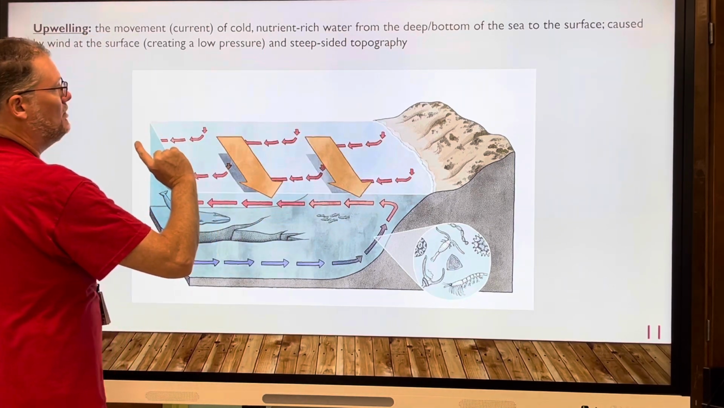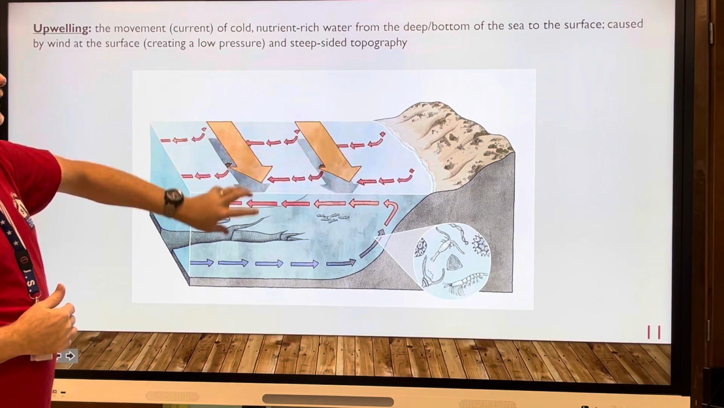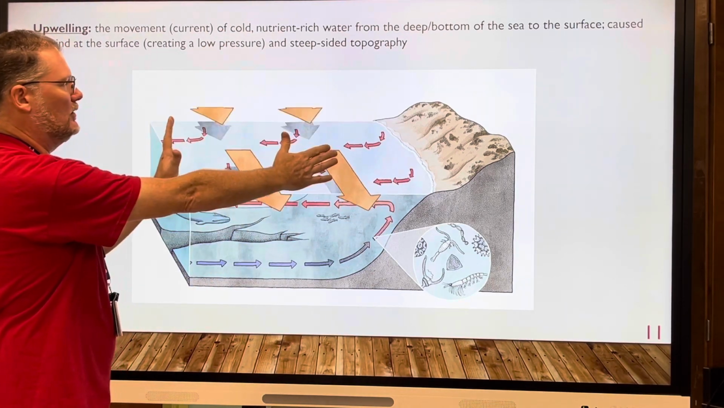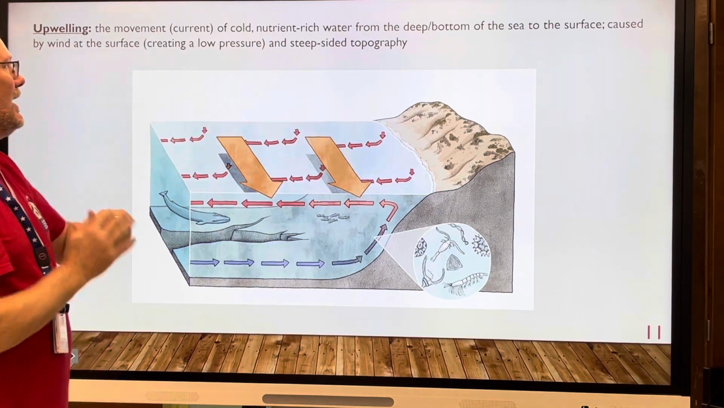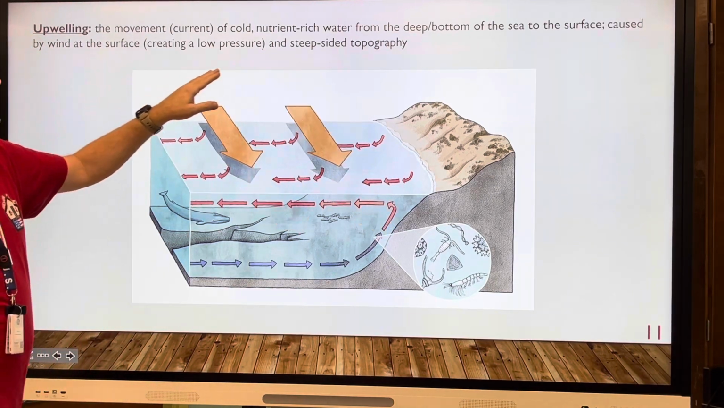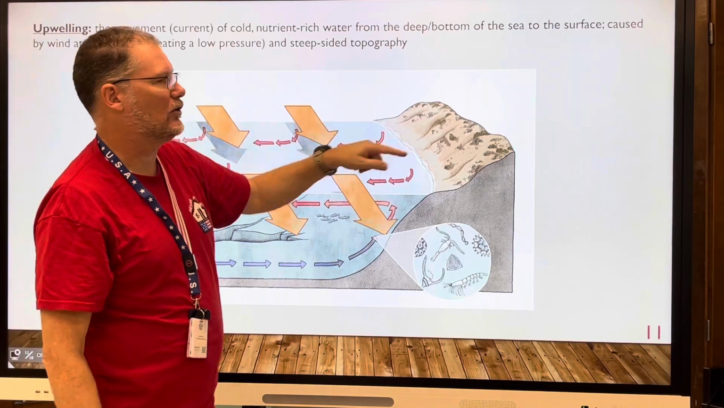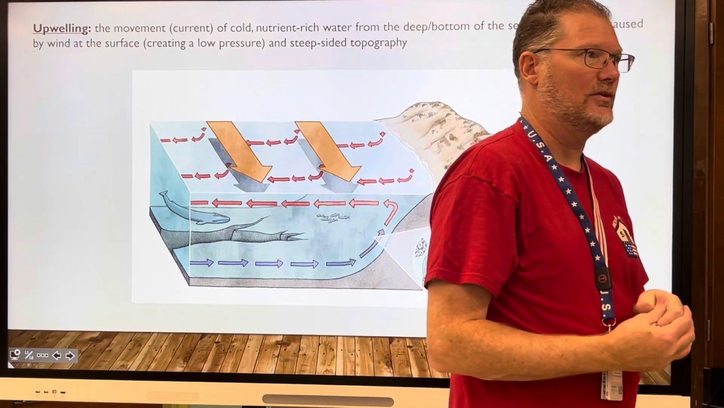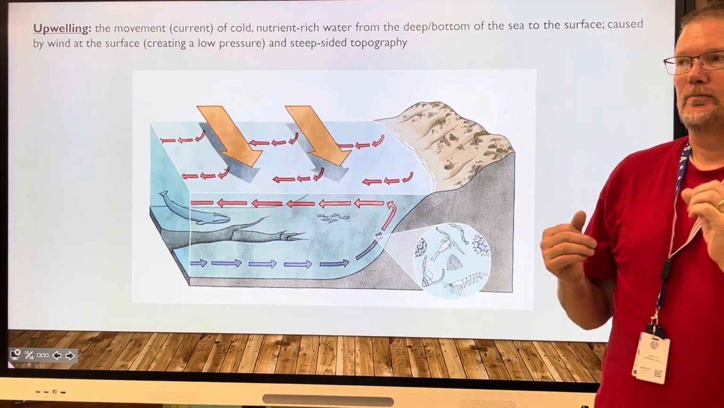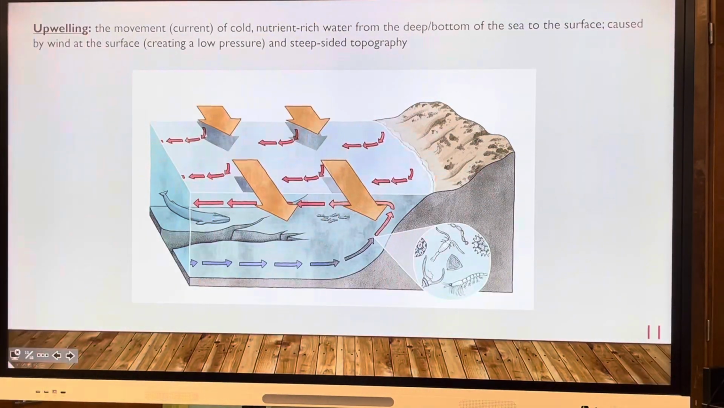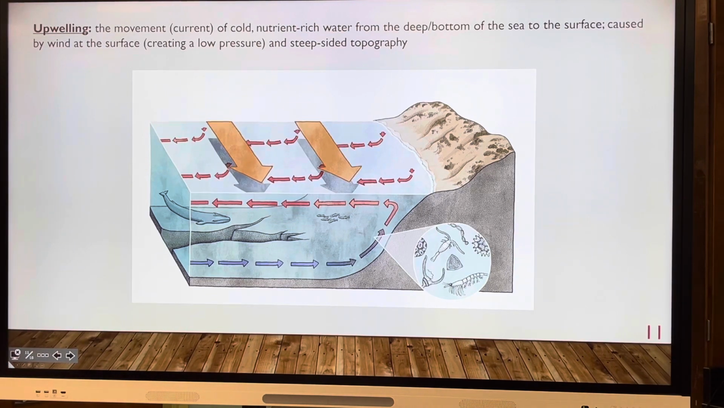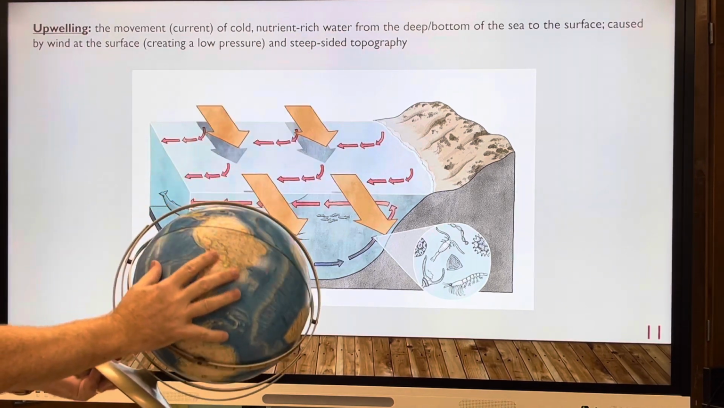Upwelling, okay? Nutrient-rich water from the deep rises to the top because of surface winds. And it usually has to happen by steep-sided topography. That's why this doesn't happen everywhere. One of the most famous places it happens is off the western coast of South America, right here. Famous for what we're going to talk about soon.